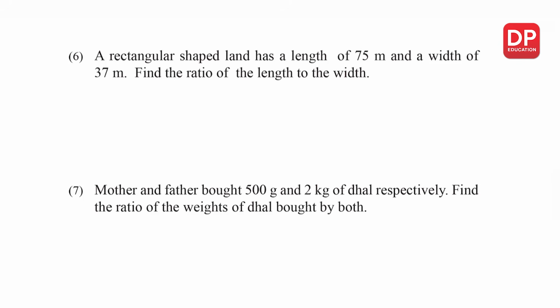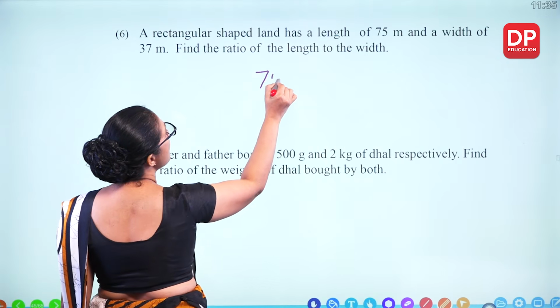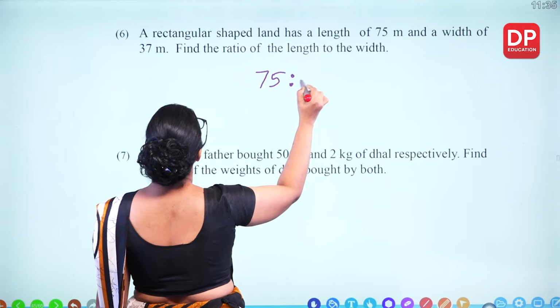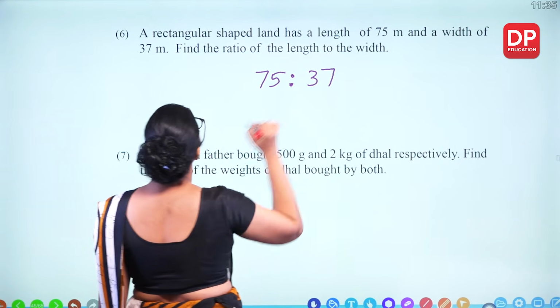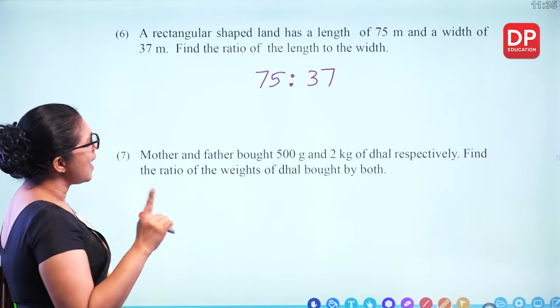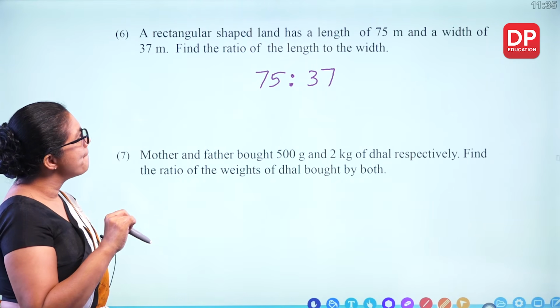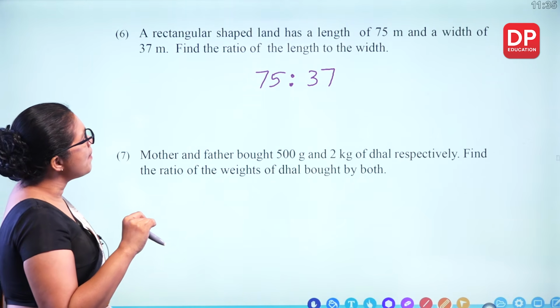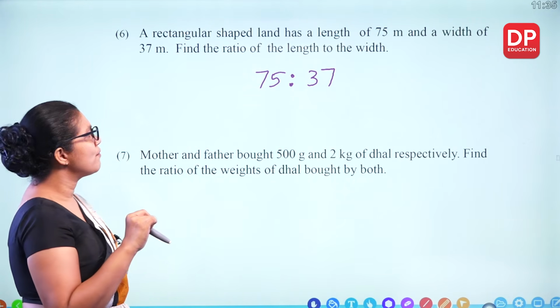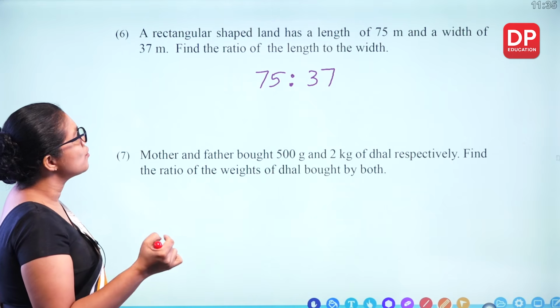A rectangular shaped land has a length of 75 meters and a width of 37 meters. Find the ratio of the length to the width. So 75 to 37. Both are in meters. Can we simplify? 37 is a prime number, so you can't simplify further. So 75 to 37.